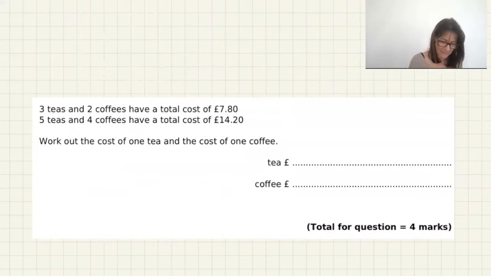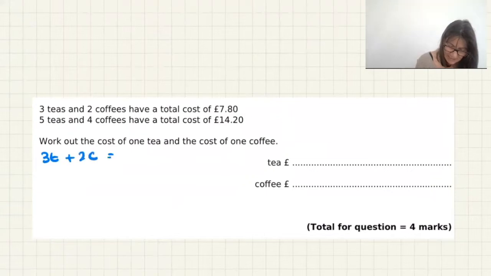Okay, so hopefully we could see this lends itself to simultaneous equations really clearly. It's not such a complicated question that we can't spot it fairly well. So I've got 3 teas plus 2 coffees equaling 7.8. I'm just going to use the numerical values, not worry about money whilst I'm doing my workings out. I've then got 5 teas plus 4 coffees equaling 14.2.